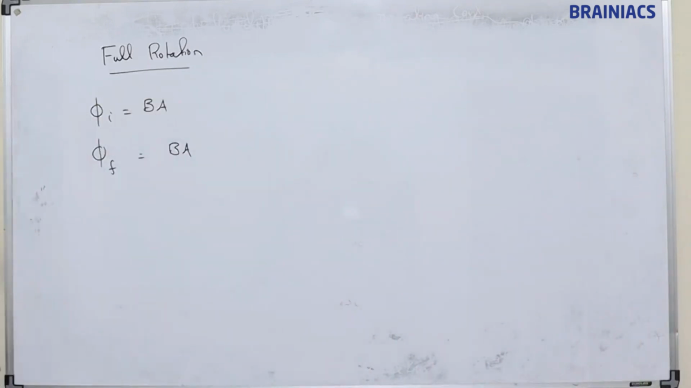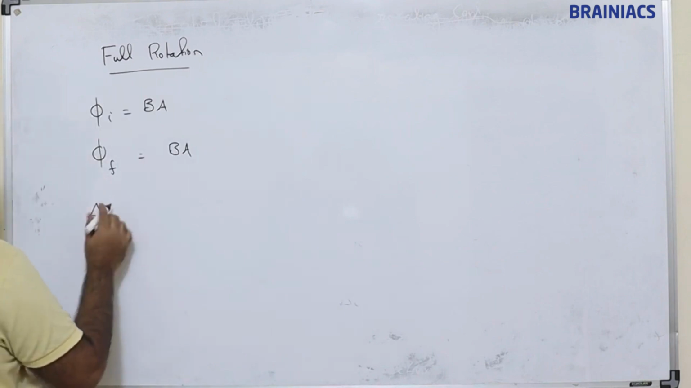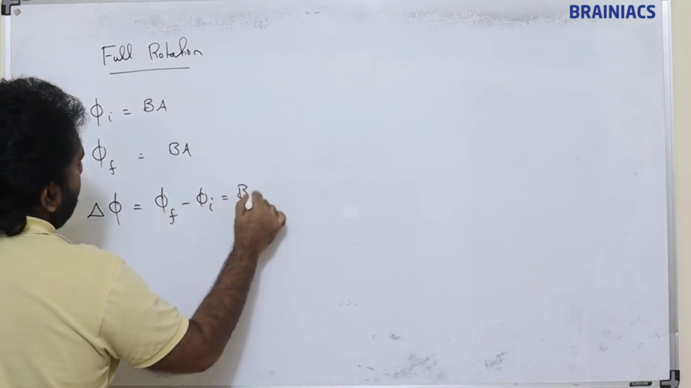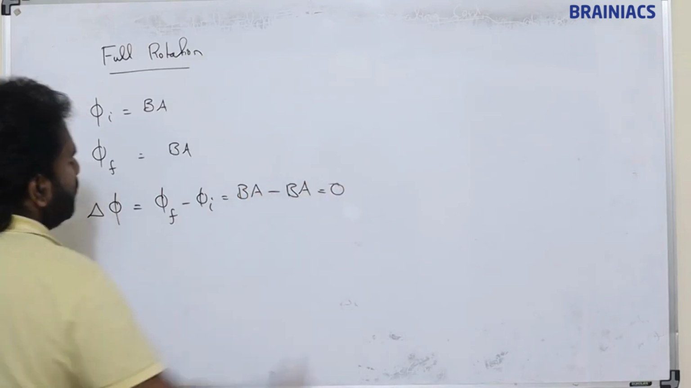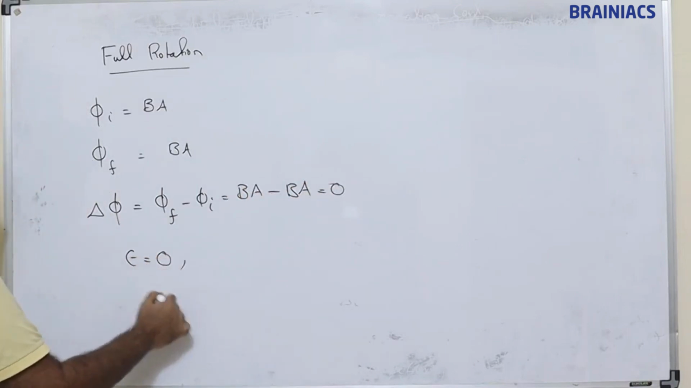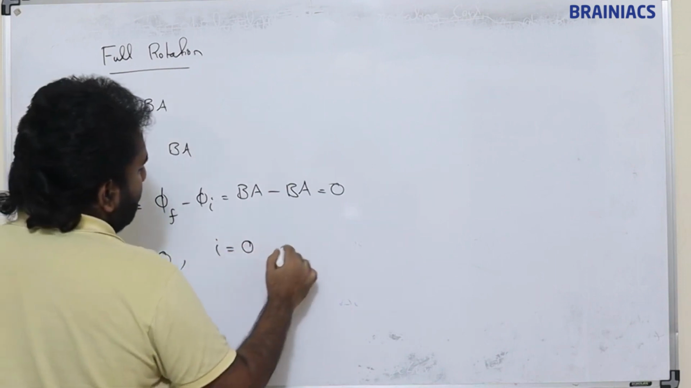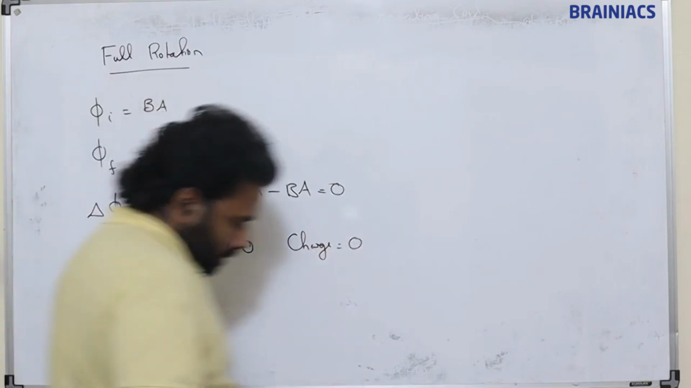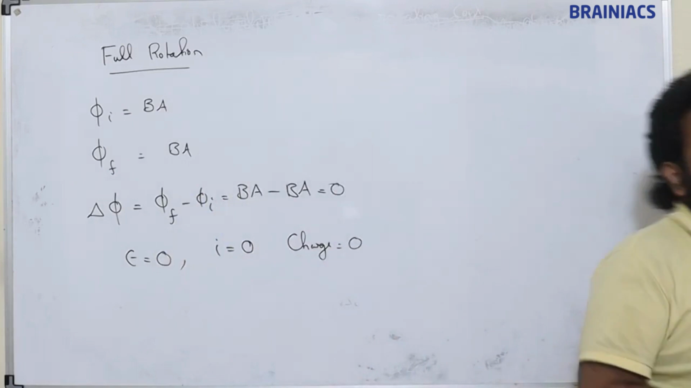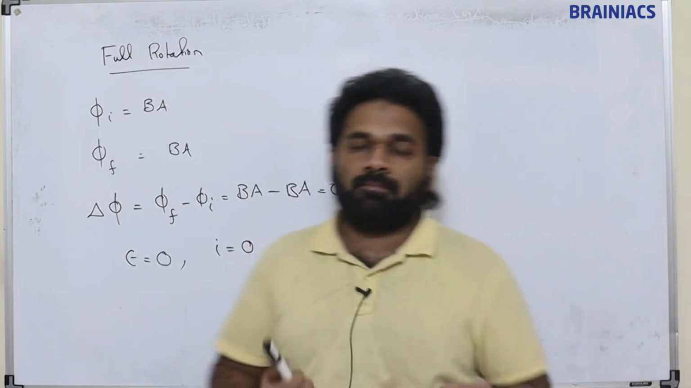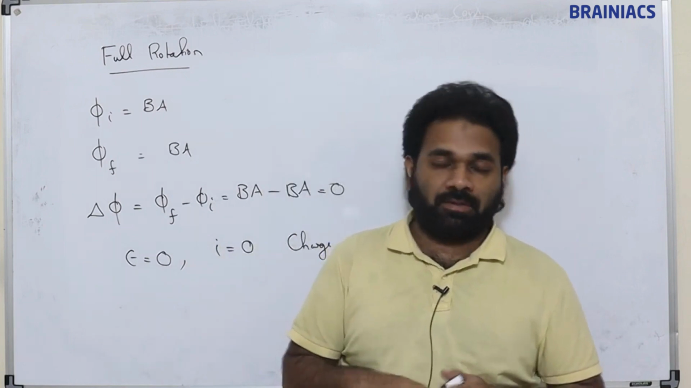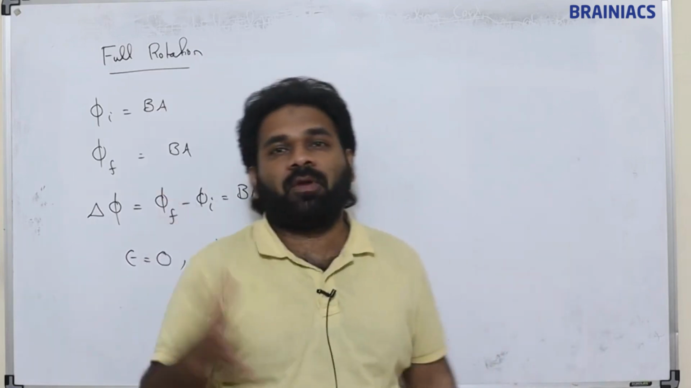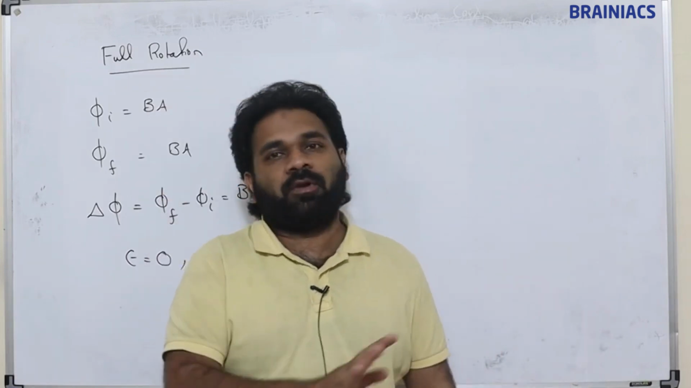So if that is the case, then what is the change in flux? Change in flux, phi final minus phi initial, is nothing but BA minus BA, which is equal to 0. So induced EMF also will be 0, induced current also will become 0. Charge also will be 0. Clear? So for a full rotation, the change in the flux will be 0. Okay children, change in the flux will be 0.